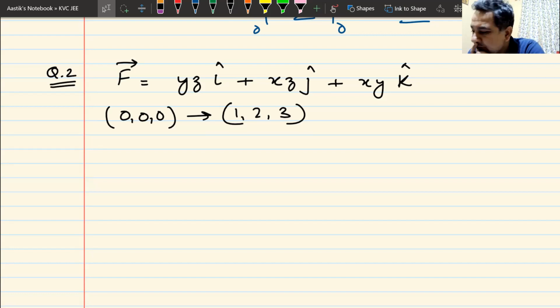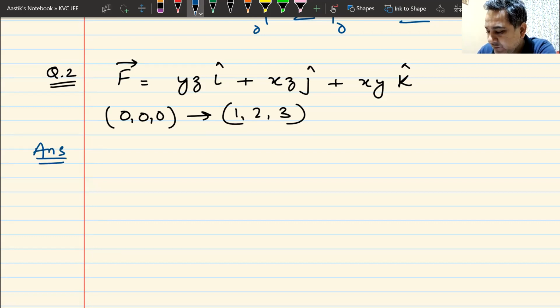6, sir. 6. That is absolutely correct, beta. 6 is the answer for this one. Absolutely correct. How did you do it? What is the first step? Well done. See, if you work hard and do it correctly, you will be able to solve the most difficult question that can ever come.